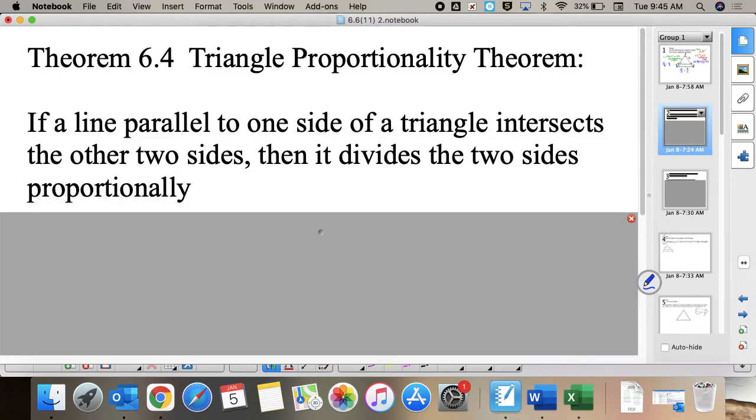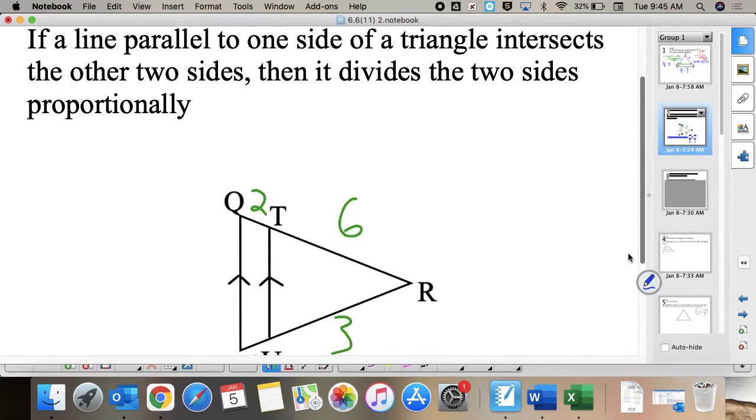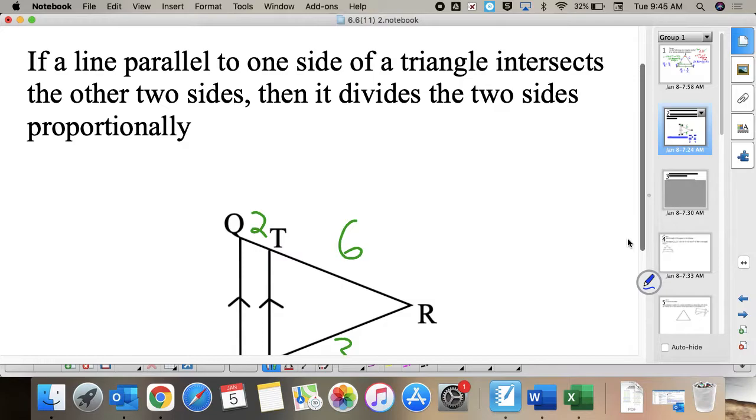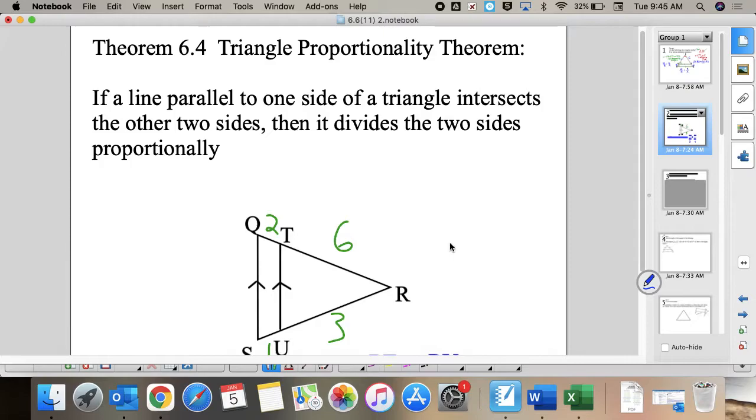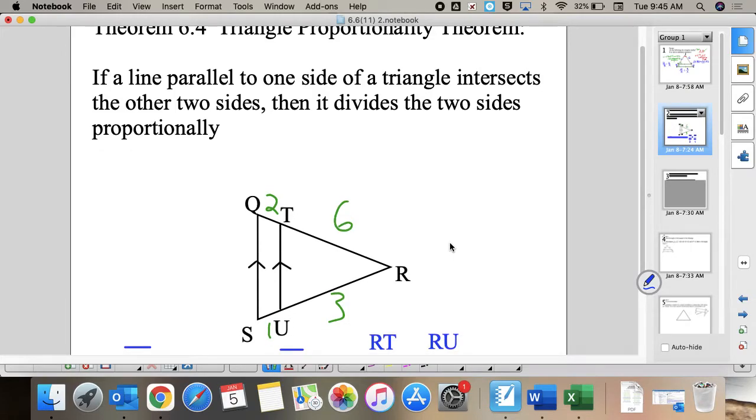If a line parallel to one side of the triangle intersects the other two sides, then it divides those two sides proportionally. So we are looking at a picture that looks just like this. These ratios would have to be the same. That ratio of 1 to 2 will be equal to 3 to 6. Or if I want to compare 2 to 6, then I'm comparing 1 to 3. Those sides are going to get broken up proportionally.